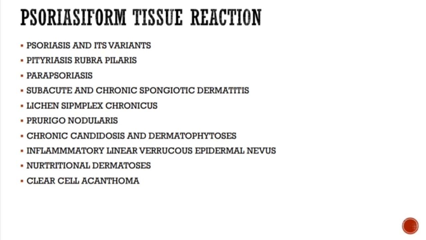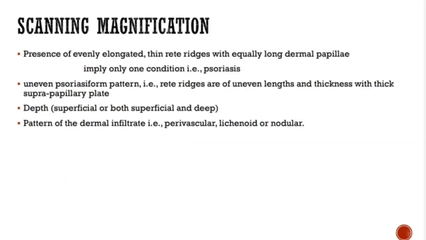While looking at the histopathological image of psoriasiform dermatosis, it is very important to look at the scanning magnification, that is the 2x and 4x power of the microscope. If there is a presence of evenly elongated thin rete ridges with equally long dermal papillae, it implies only one condition, that is psoriasis, because other psoriasiform patterns will have an uneven pattern, that is the rete ridges are of uneven length and thickness with a thick suprapapillary plate.